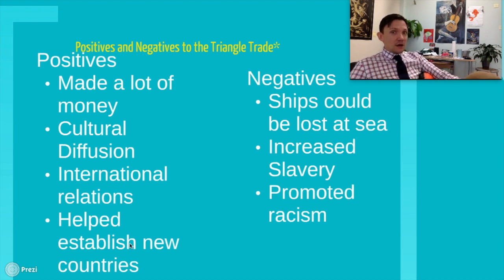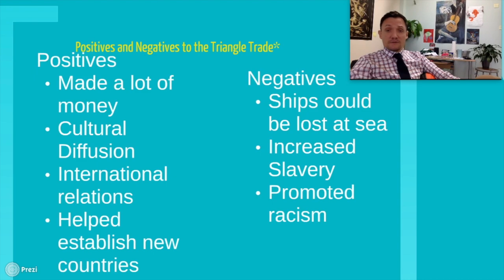Now, negatives though: ships could be lost at sea, people could die. It increased the dependency on slavery, and it also promoted racism. And not just racism from the African to European perspective, but racism from European to Native, European to African, European to Indian, or vice versa. All these different kinds of negative ideas from all sides, right? From people viewing Europeans negatively and Europeans viewing them negatively. This is something that we know is factually true, right? It is going to promote a lot of these negatives.